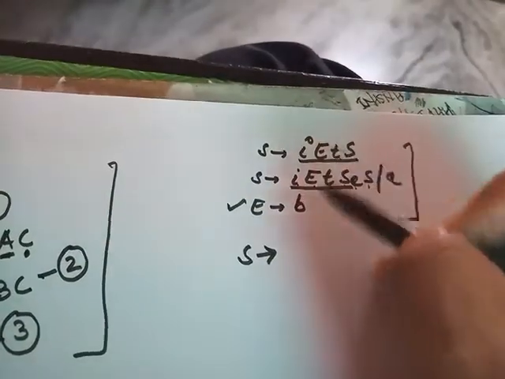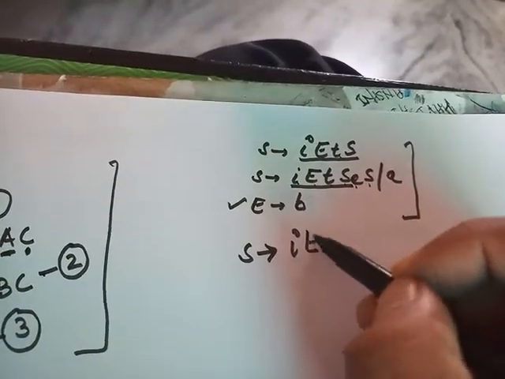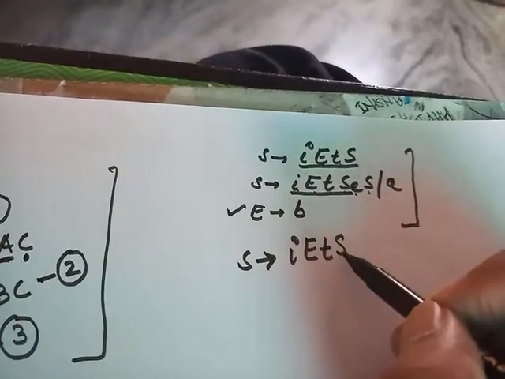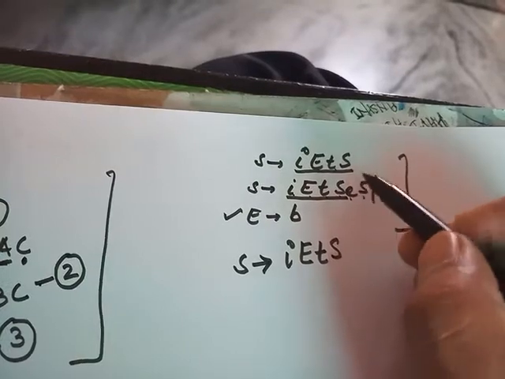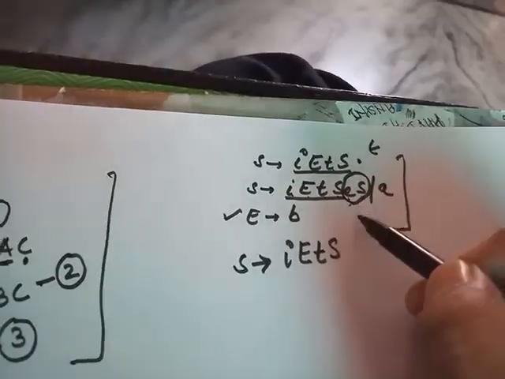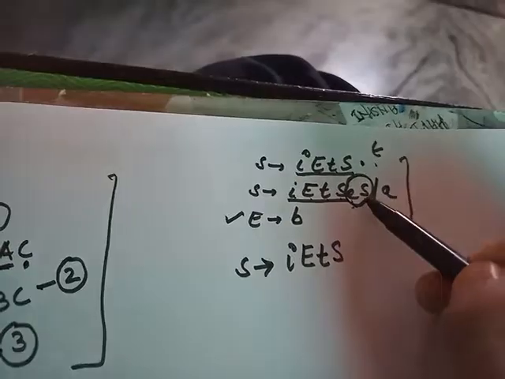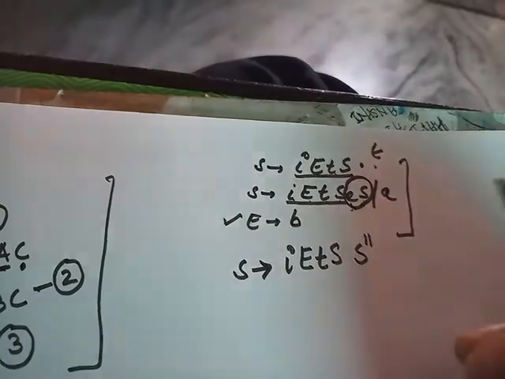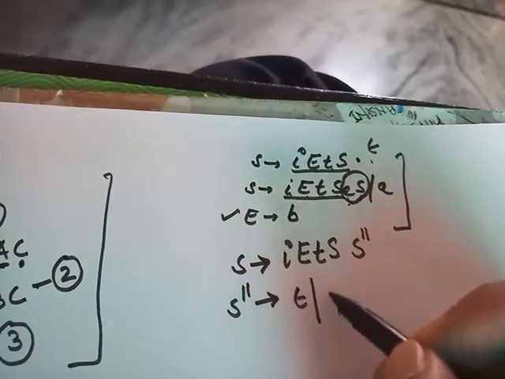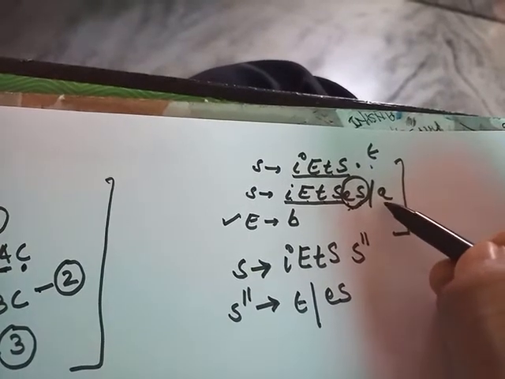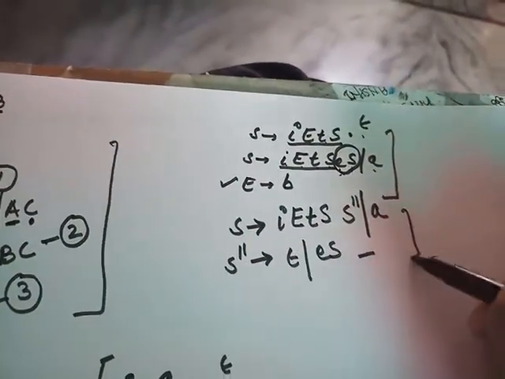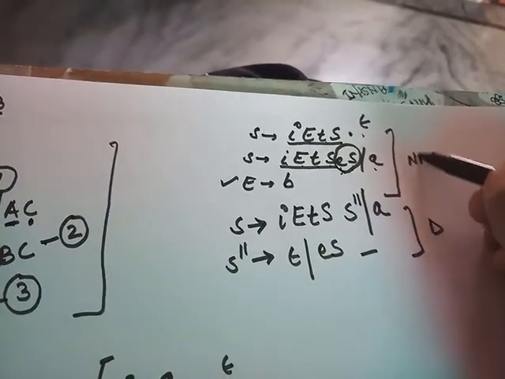And what does left factoring do? See, what are the common things? I, capital E, T, S, this is common. So whatever is common, we will take it once, and then what is left? Here nothing is left, and nothing means epsilon, and here these 2 are left. So the responsibility to generate epsilon and ES will be given to S double dash. And now what can S double dash generate? Epsilon or ES. And since here it is okay, A is there, so we can write it here itself. That's all. So this is your deterministic grammar, and this is your non-deterministic grammar.